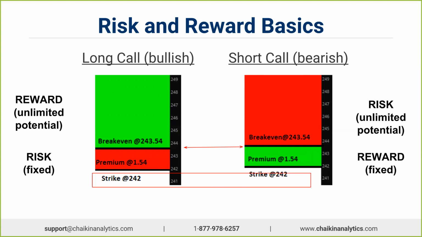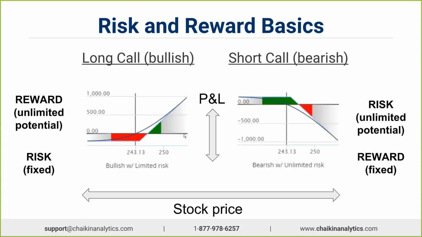Now, you're most likely going to see this concept represented in this way. These are P&L charts, option profit and loss graphs. Along the x-axis, the horizontal axis, is the underlying stock price. To the left means the stock is going down. To the right means the stock is going up.